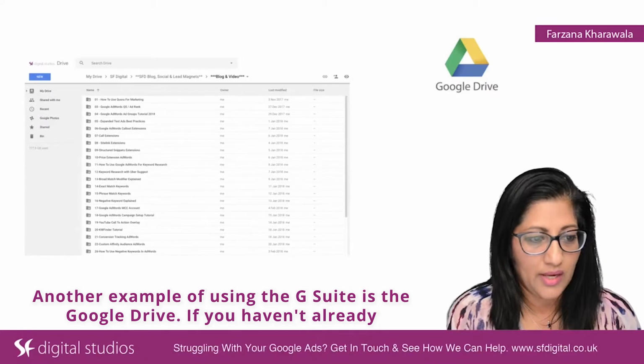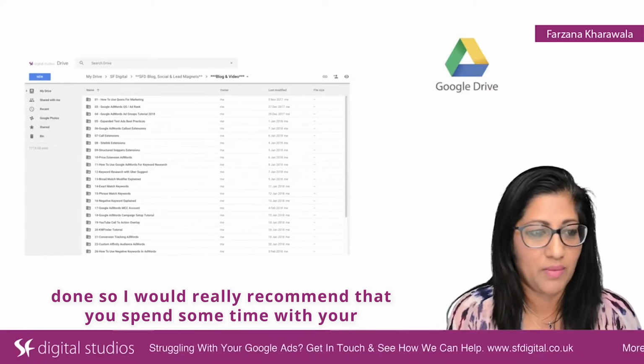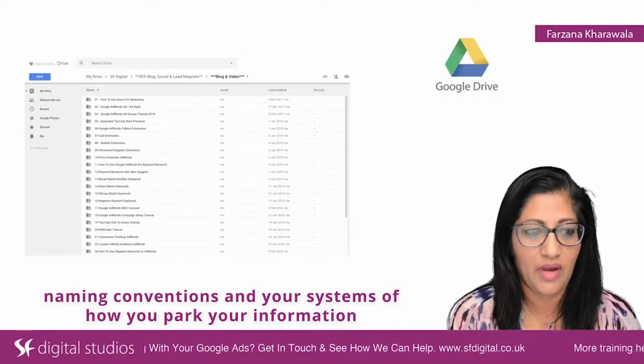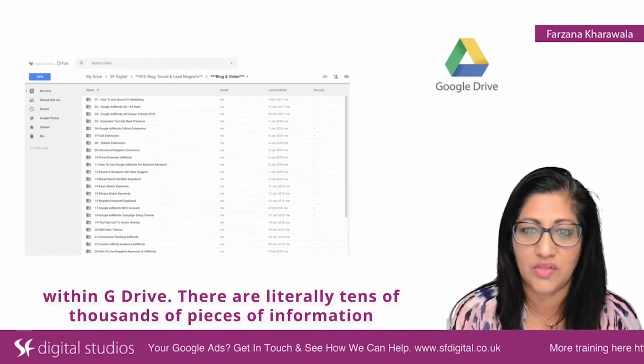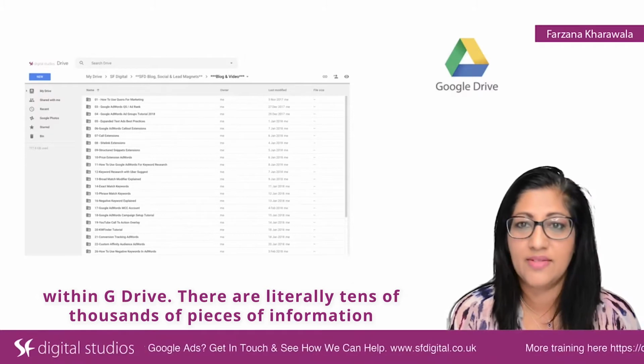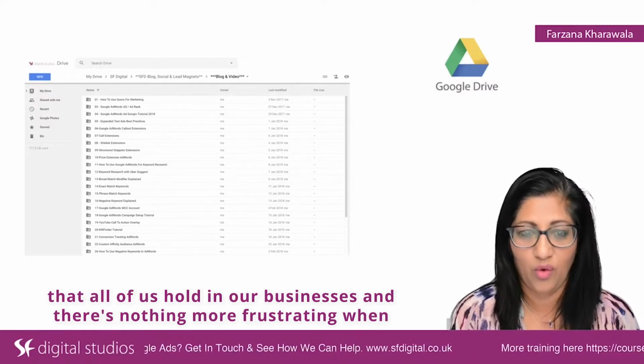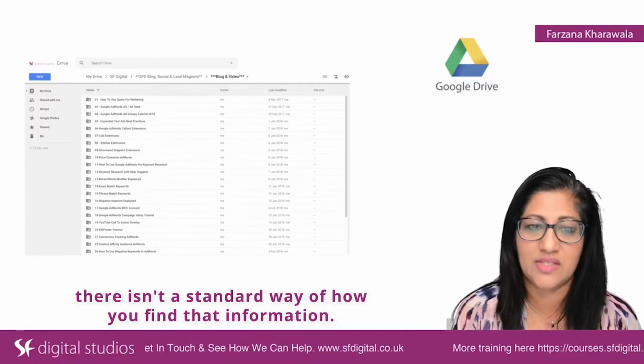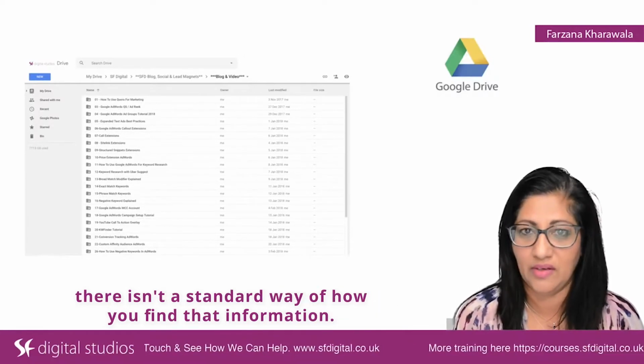So if you haven't already done so, I would really recommend that you spend some time with your naming conventions and your systems of how you park your information within G Drive. There are literally tens of thousands of pieces of information that all of us hold in our businesses, and there's nothing more frustrating when there isn't a standard way of how you find that information.